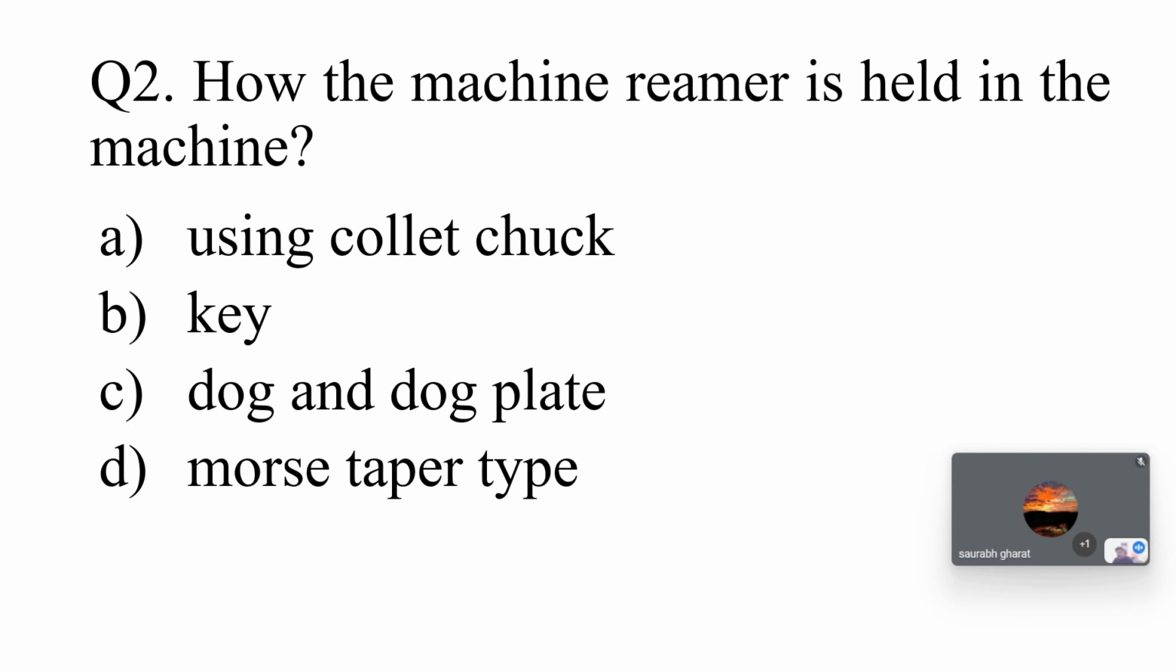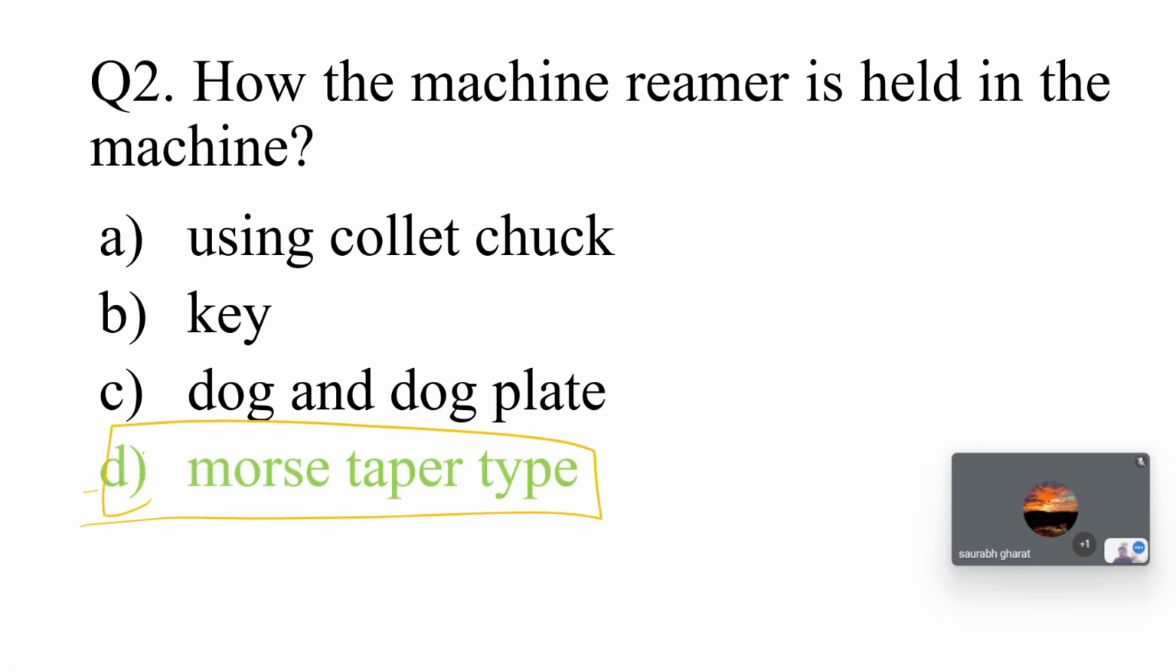So from that answer you might know that the Morse taper is the correct answer. I told you that this kind of taper is present. This part is called the tang. Just below that is the taper part, and this taper is the Morse taper. It is on the machine as well as on your drill bit. So Morse taper is the correct answer.